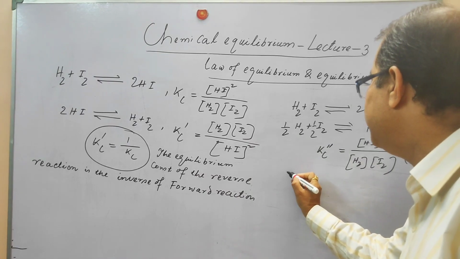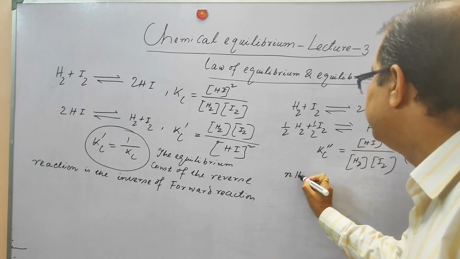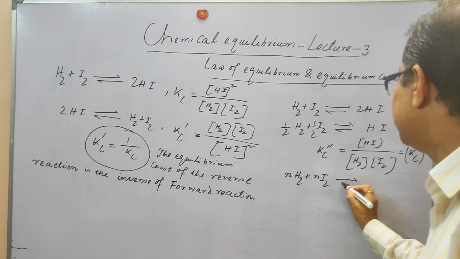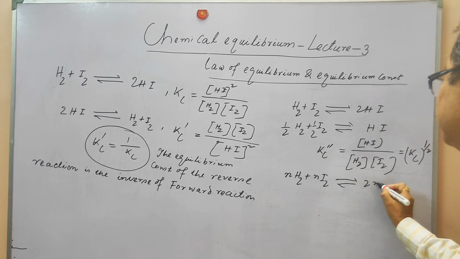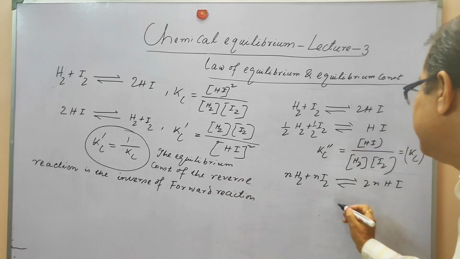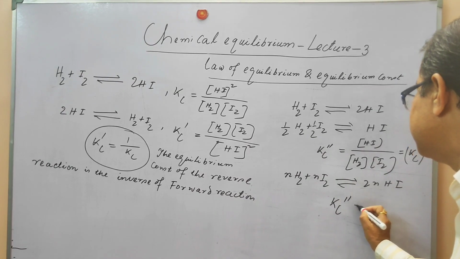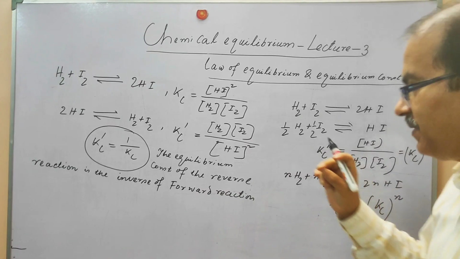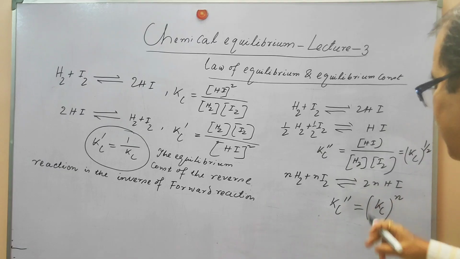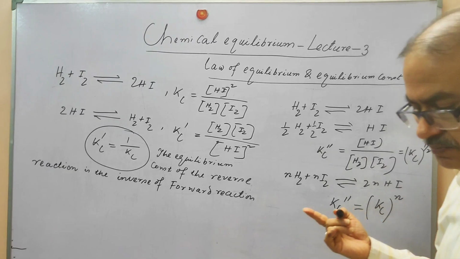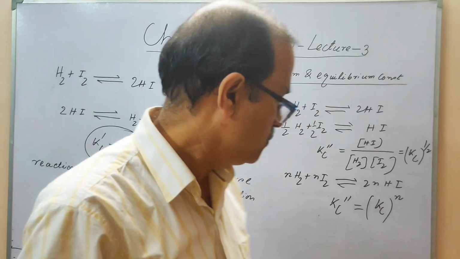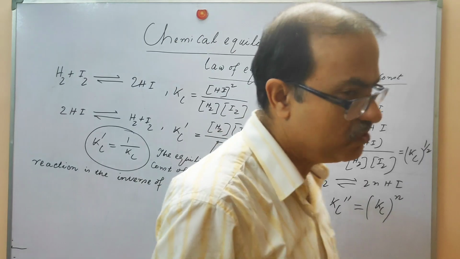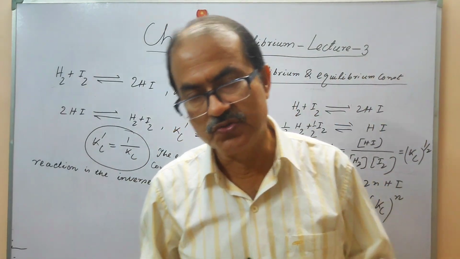Suppose some factor n is multiplied on both sides, then we can write Kc dash will be Kc to the power n. So whatever factor we are multiplying both sides by comes into the equilibrium constant term as a power. This is a very important thing in many numericals. You have to remember this also, right?